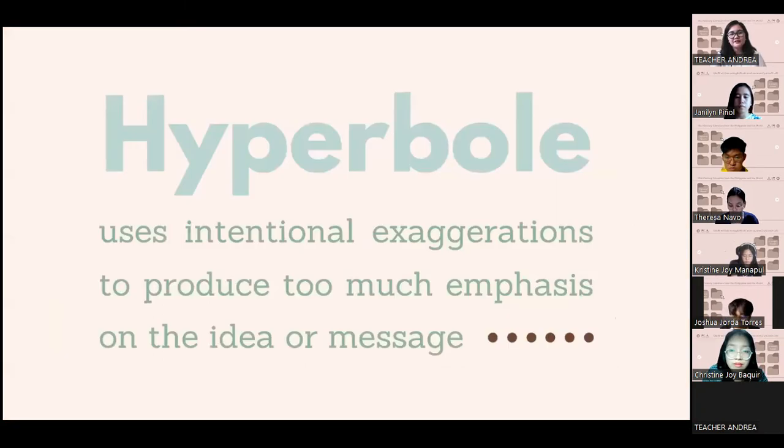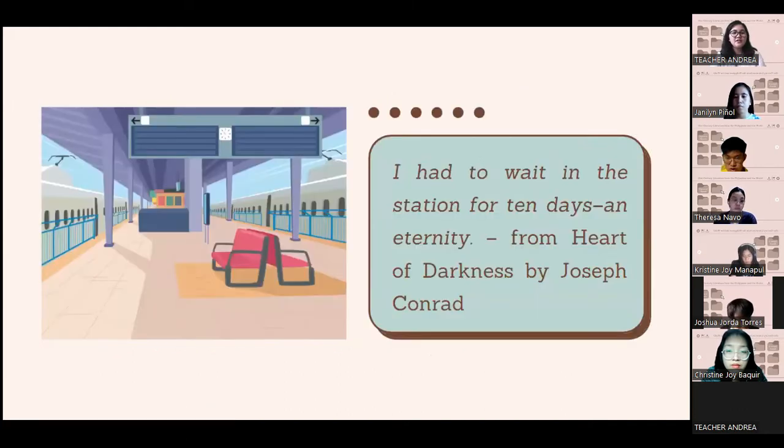And for the next figure of speech, we have hyperbole. In here, we use intentional exaggerations to produce too much emphasis on the idea or the message. So in hyperbole, we use too much exaggeration, such as our example: I had to wait in the station for 10 days, an eternity. It is from Heart of Darkness by Joseph Conrad. In here, 10 days is being compared to an eternity, meaning it's too long. He waited too long in the station. An eternity is an exaggeration since it is impossible to wait for an eternity in a station, right?